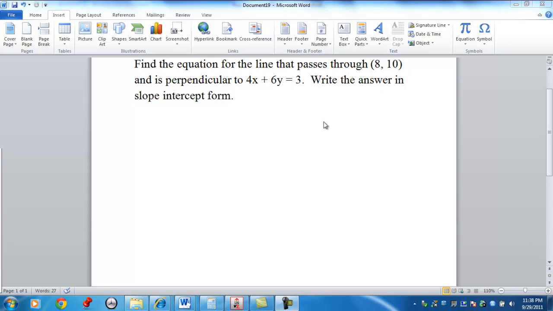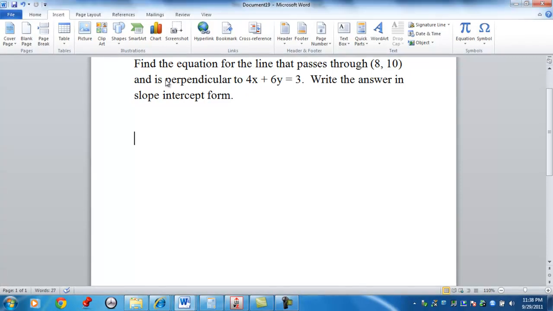Okay, first thing I'm going to do is look for the keyword here. The keyword is perpendicular. In order to find the equation of a line, in this case, we have a point, but I need to find the perpendicular slope. So I have to work with the equation that's given to us, 4x plus 6y equals 3. I want to solve for y. By solving for y, this will tell us what the slope is of the equation, which will help us find the perpendicular slope.